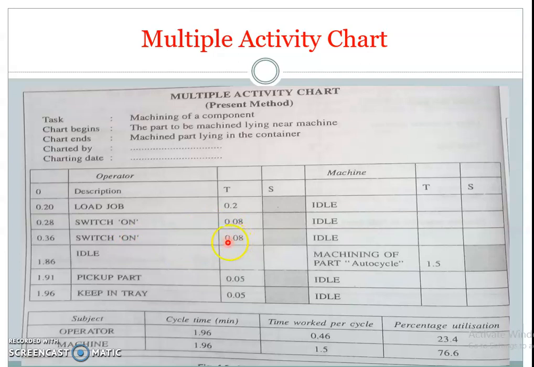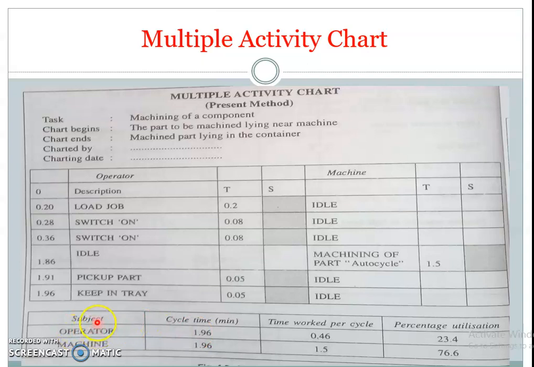So then he will start the machine, and then the machine will start its operation. Then the machine will be stopped. He will pick up the part and keep it in a tray. At that time the machine will again be in idle condition.